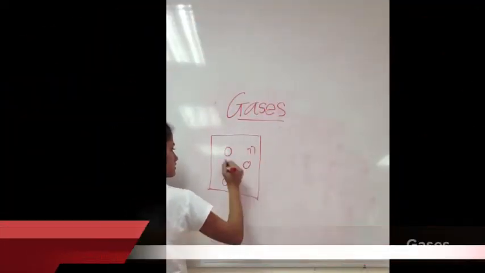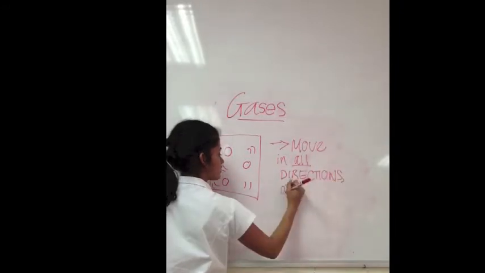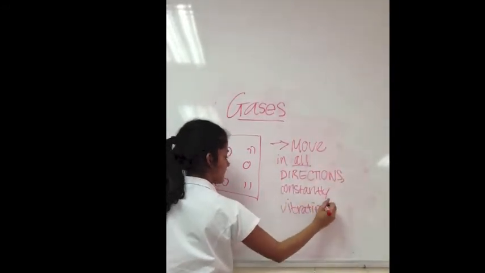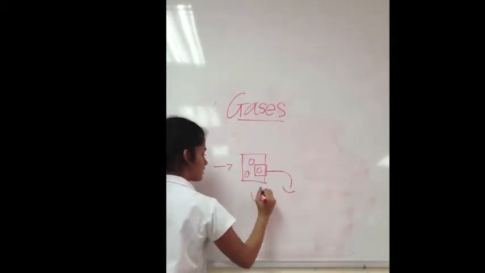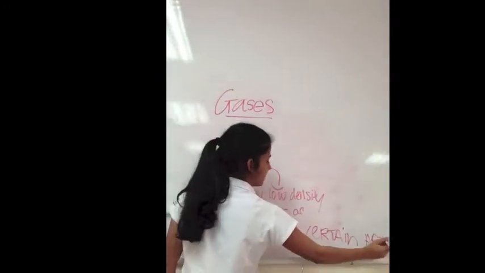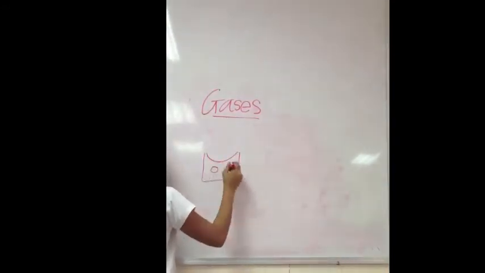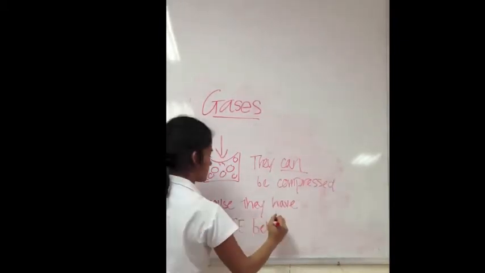Gases. The particles in a gas vibrate in no fixed position and move around everywhere within an area. They move in all directions and are constantly vibrating at a fast speed. They have no fixed shape or volume. Gases have a very low density because there are fewer particles in a given area. They can be compressed because there are large spaces between particles. They have no bonds. This is why they move around freely in no fixed position. Different gases have different densities.